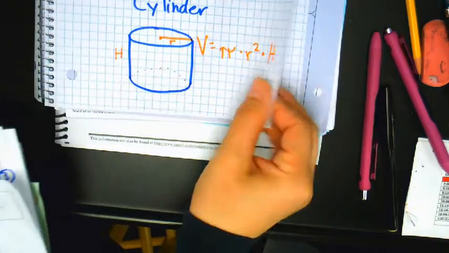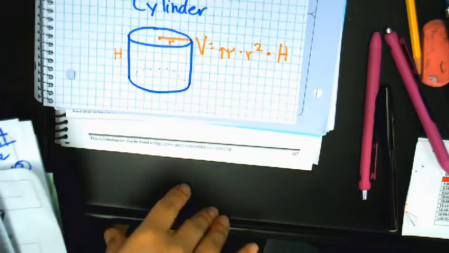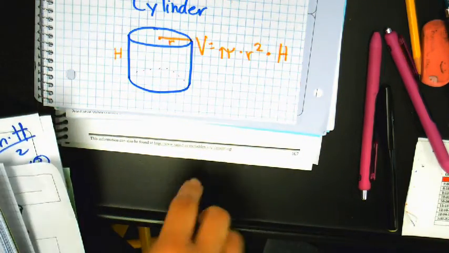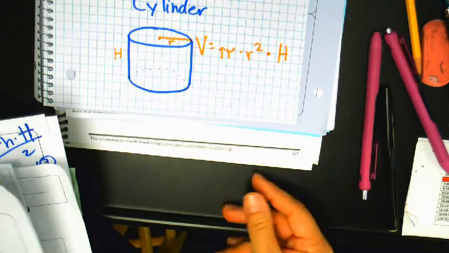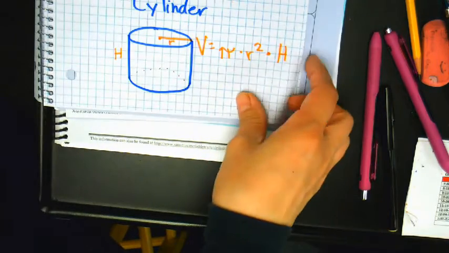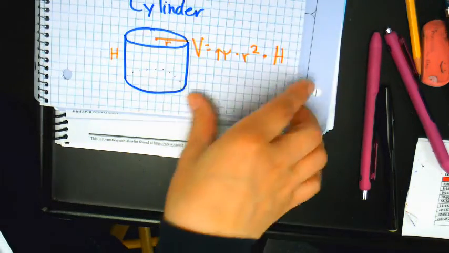As a 7th grader, you're supposed to know triangular, rectangular, and cylinder. Then in 8th grade, you'll learn cone. Good luck.